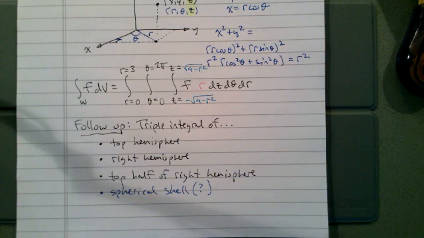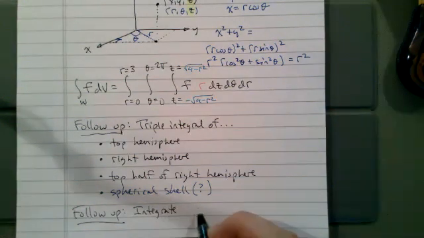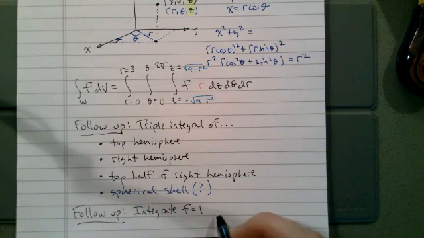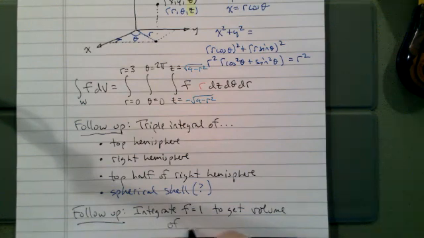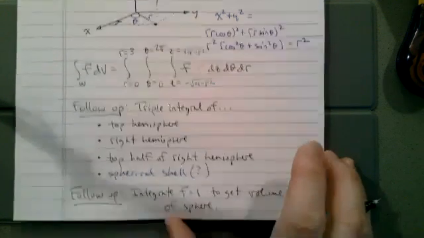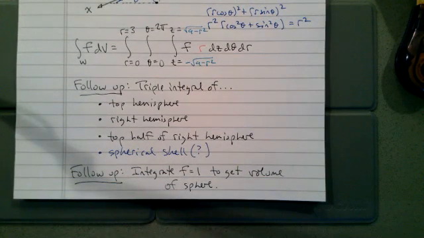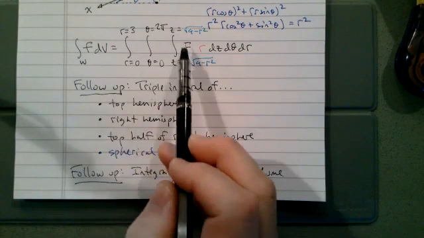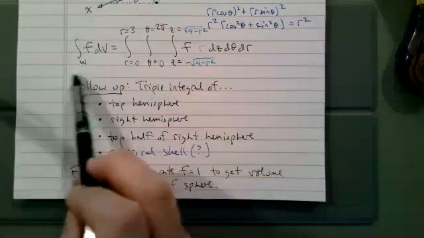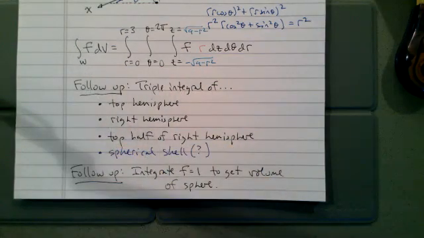The other follow-up that you would want to do is to integrate the function 1 to get the volume of the sphere. Remember, if we do a triple integral of the function just 1, then that will give us the volume of the solid over which we are integrating.